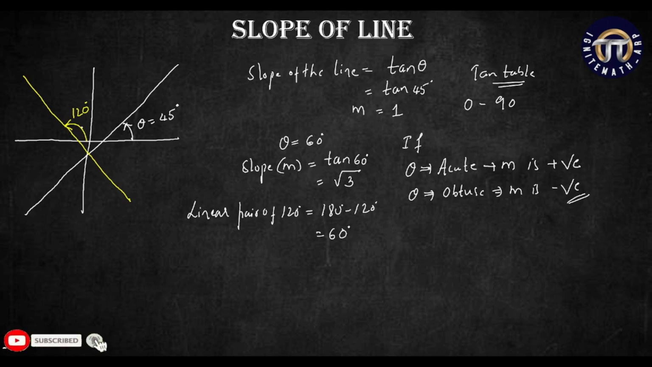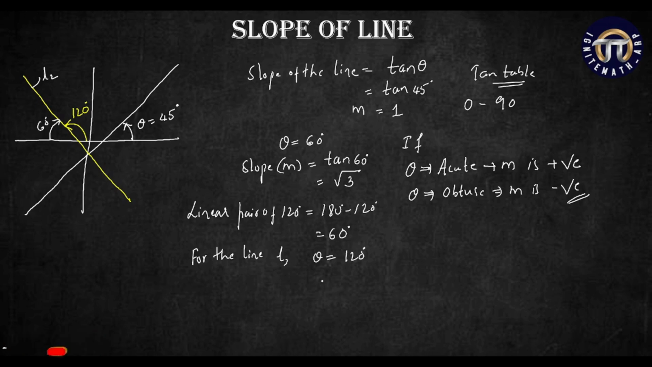If this is 120 degree on this side, on the other side it is 60 degree. So here for the line L1, theta is equal to 120 degree. Clear, children? Because angle of inclination is 120 degree, which can also be said that theta is equal to minus 60 degree. That time I need to consider an acute angle which is a linear pair of 120 degree. Then the question arises, how to find out the slope?